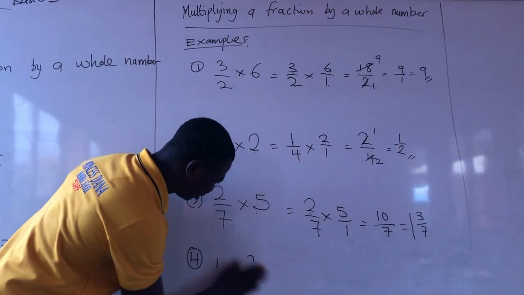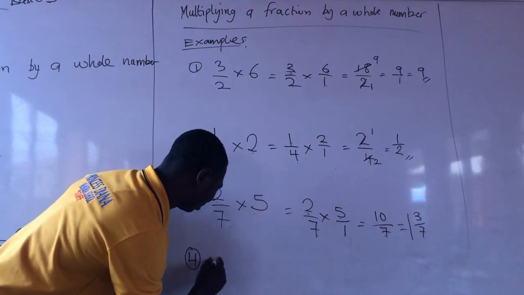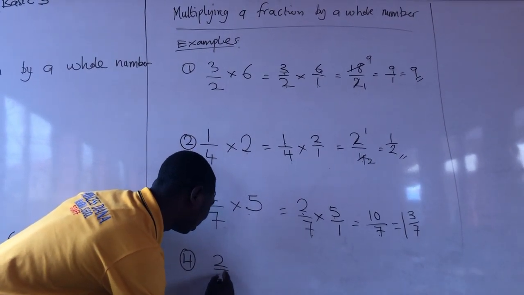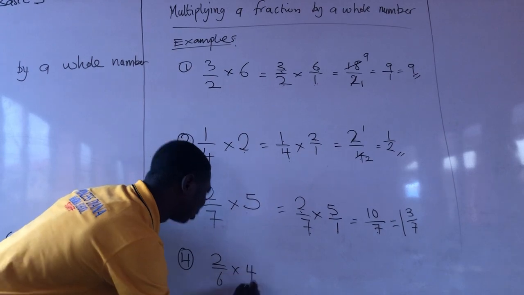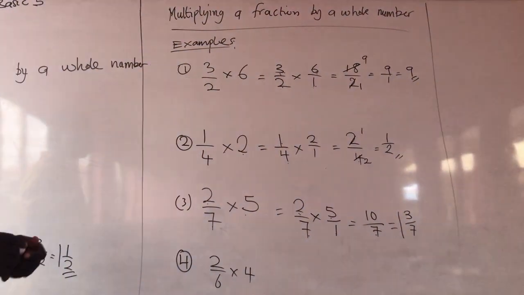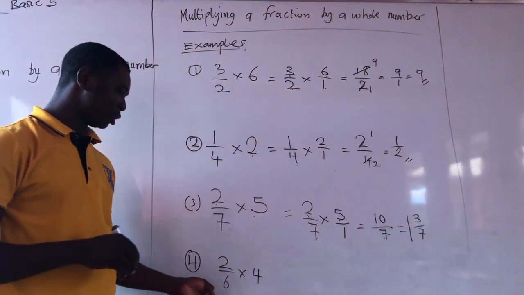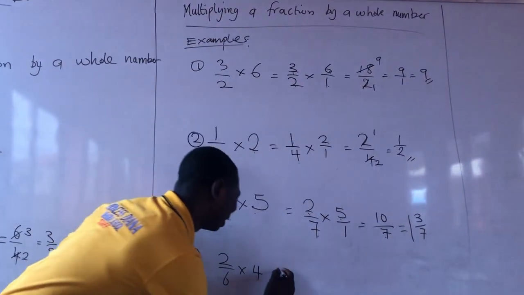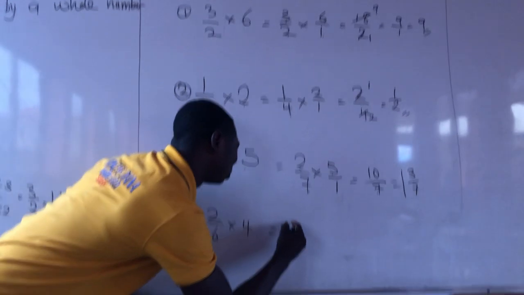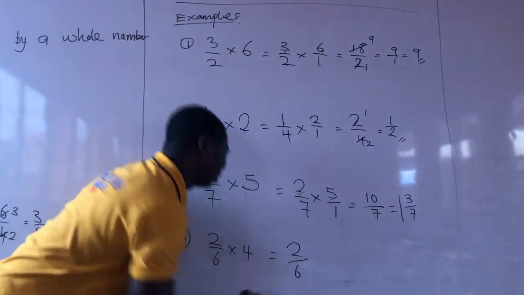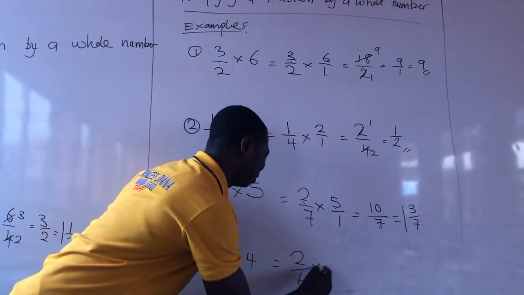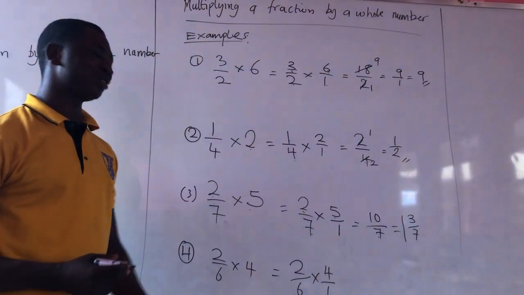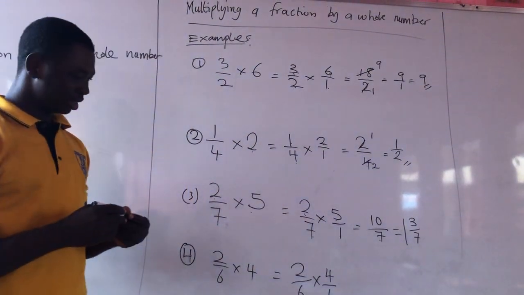I've changed it. It is 2 out of 6 times 4. A fraction dividing the whole number. So I hope you can do this quickly. But let's do it. Pause the video, do it yourself. Let's do it together. So this is the same as 2 out of 6 times 4 out of 1. Where the 4 is the whole number. So 1 is dividing the whole number.